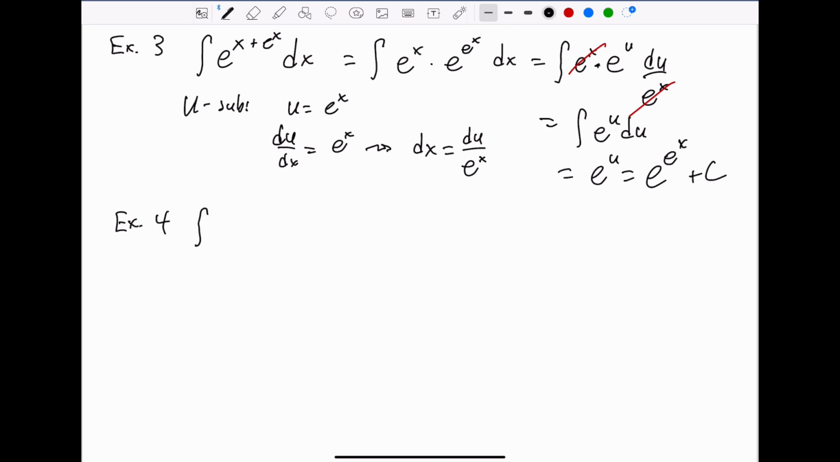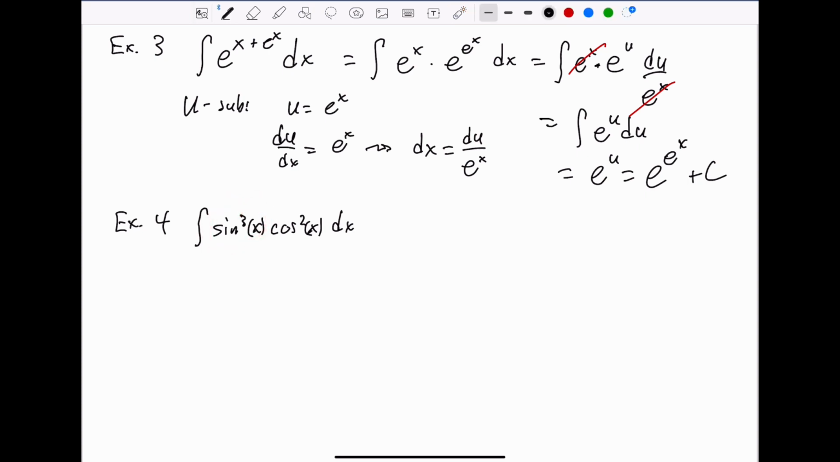Let's take a look at example 4. We have the integral of sine cubed of x times cosine squared of x. We only have trigonometric functions here, so we should probably use trigonometric identities. And this is one of the special forms that we saw before. We have powers of sine and cosine, and when we have powers of sine and cosine, we try to find the odd-powered trig function. So that's sine.